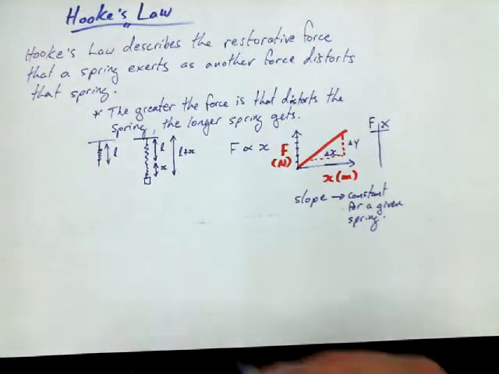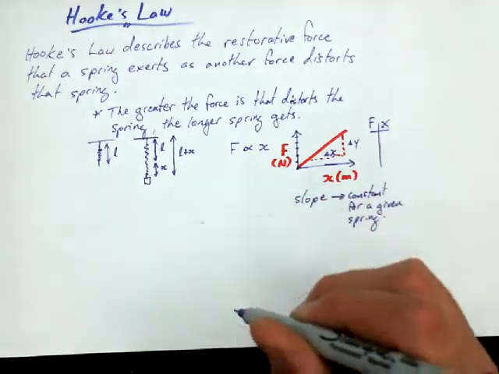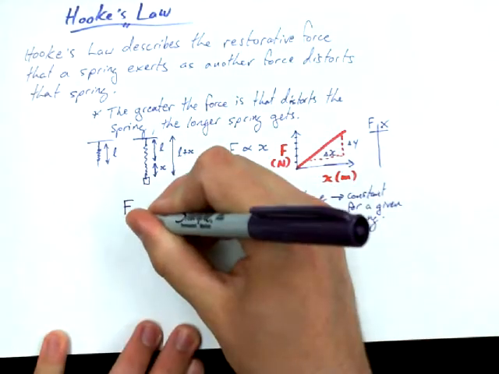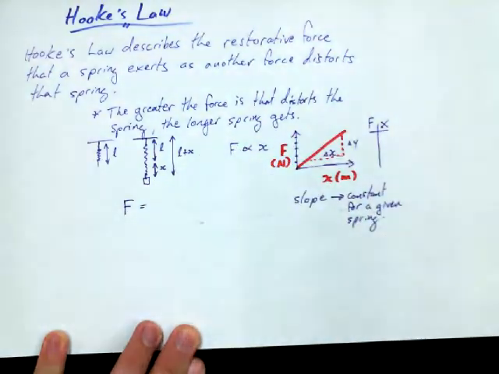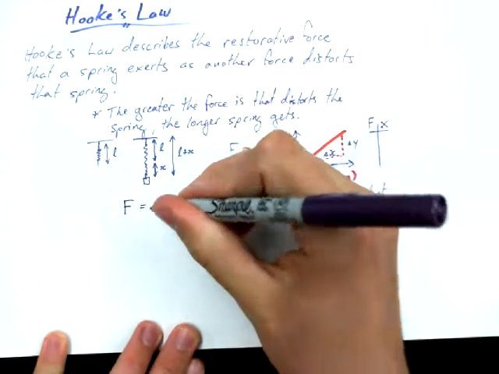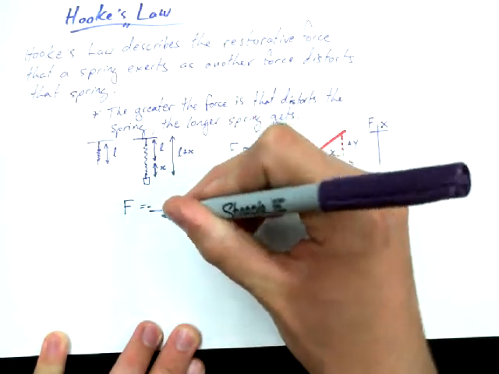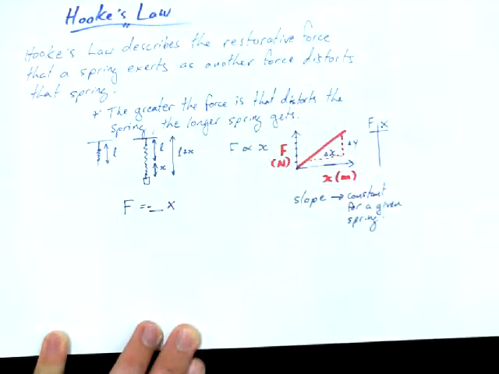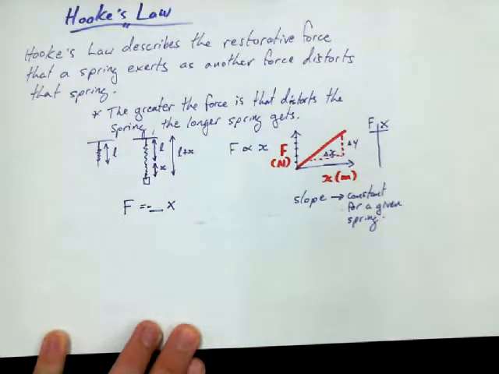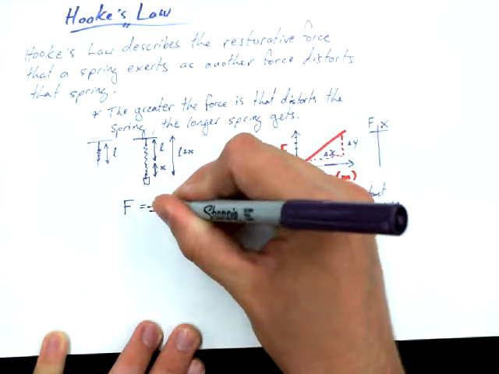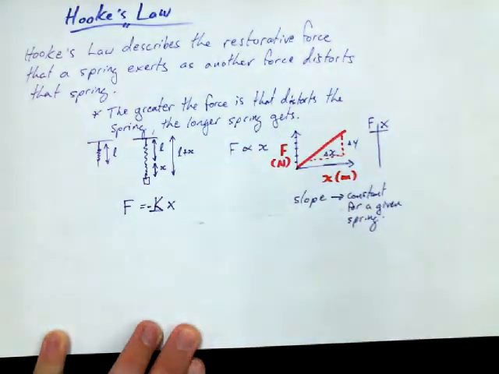Really what we're saying is, if I apply a force, that force is going to be equal to a slope value times the amount that you get a stretch for. And the slope value we end up calling K.